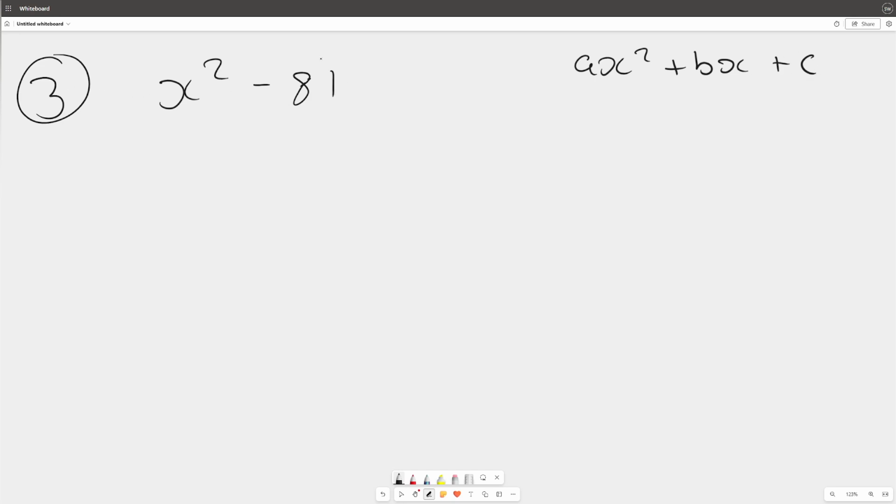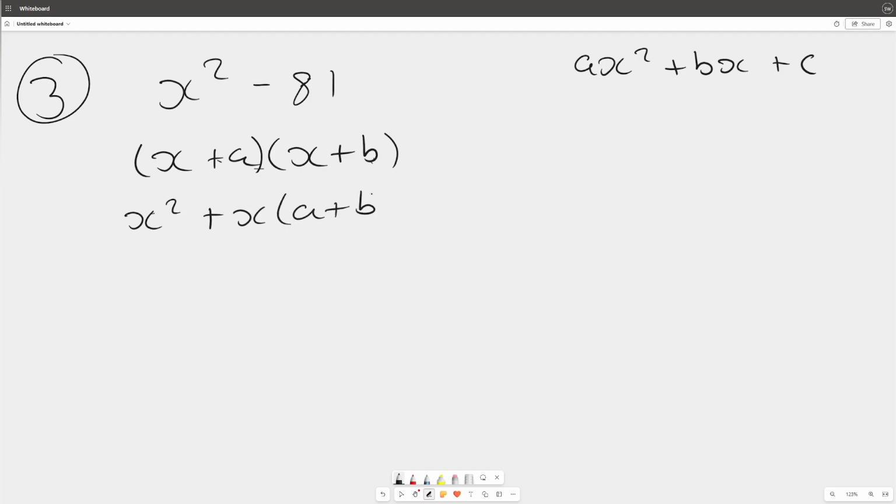So what are we going to do here? Well, this is a special case. Again, we are looking for x times by something and x times by something, except our a and our b are going to cancel out. When we expand this expression, we're left with x squared plus x times a plus b plus ab. This is the same as in our first example. And here we want a plus b to be equal to 0. And we want ab to be equal to 81.